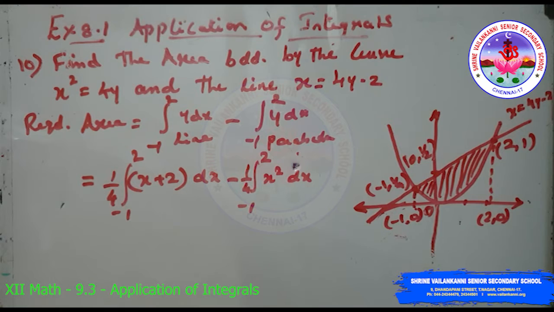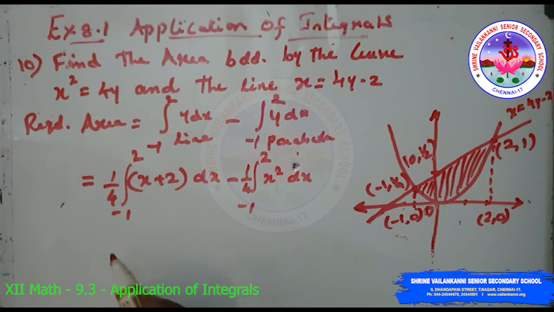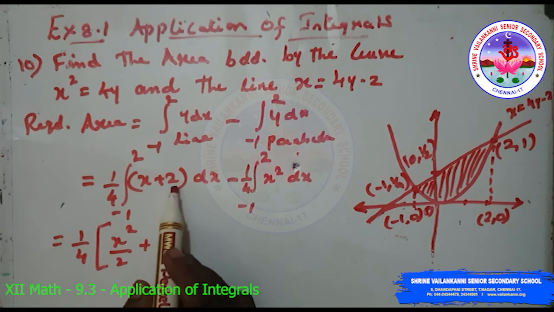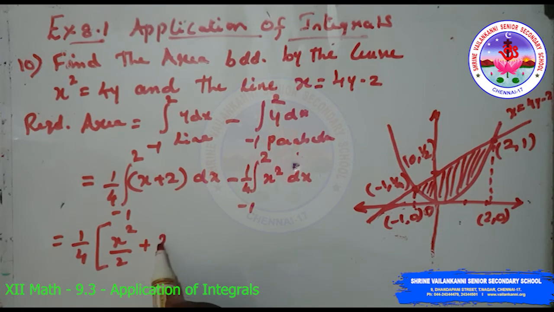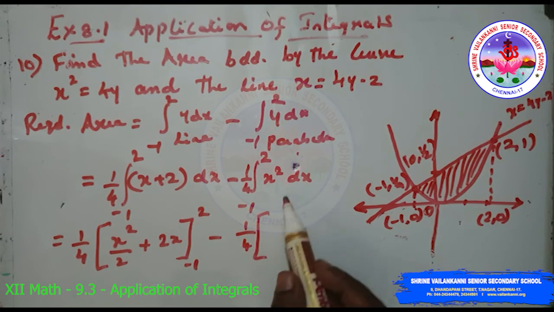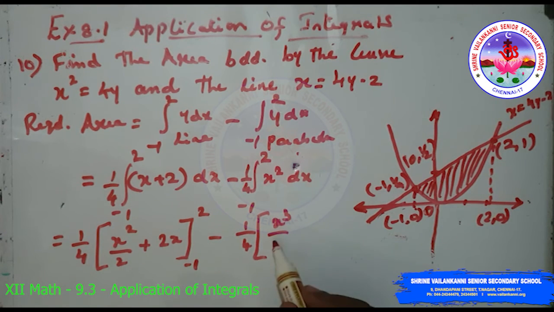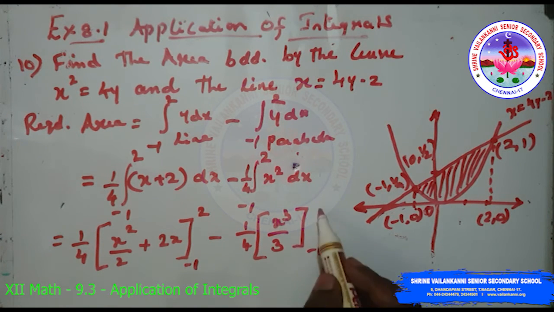Now we have to integrate this. So x dx, when we integrate, x square by 2, so which is equal to 1 by 4 of x square by 2 plus, when we integrate 2 dx, it is 2x. So limit is minus 1 to 2, minus of 1 by 4. Integration of x square dx, which is x power 3 by 3. Limit is from minus 1 to 2.